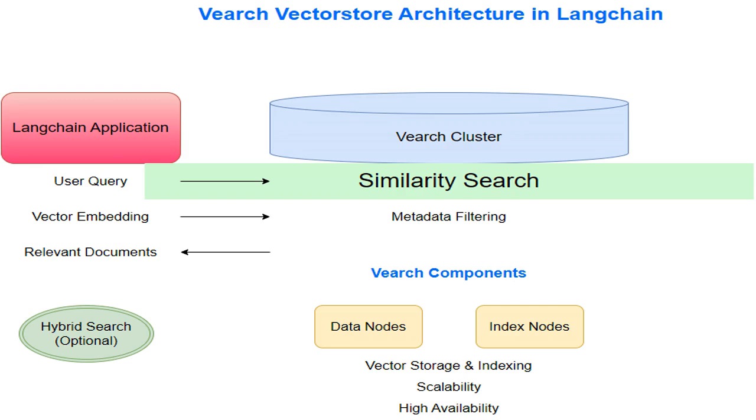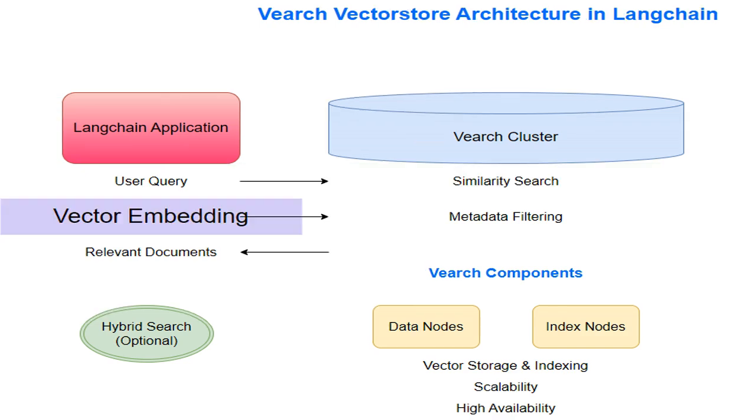Similarity search is the core function of a vector store. It involves finding vectors that are most similar to a given query vector, based on distance metrics like cosine similarity or Euclidean distance. A vector embedding is a numerical representation of a piece of data, like text or an image. These embeddings capture the semantic meaning of the data, allowing Vearch to compare them for similarity.